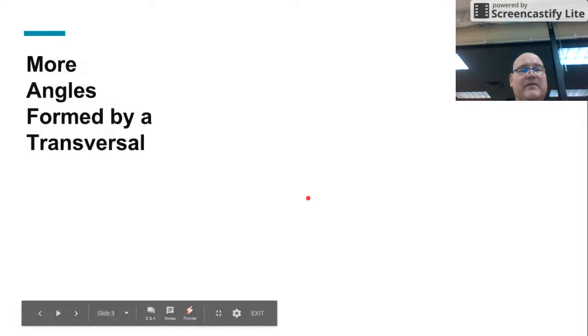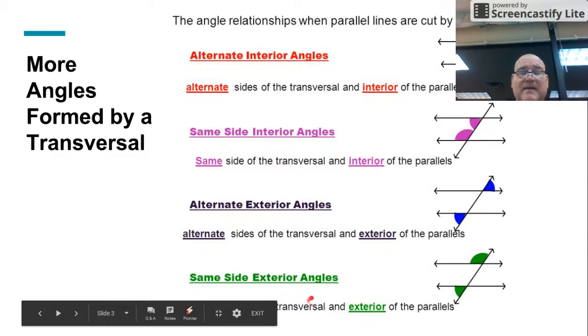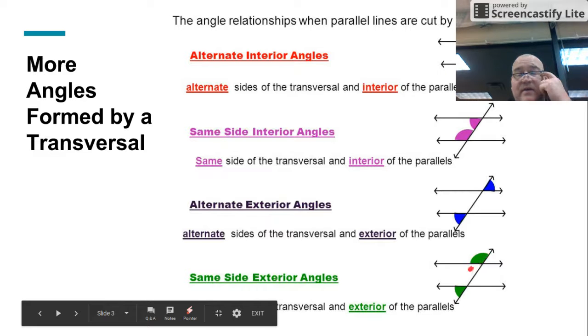The other angles we learned about yesterday, the alternate interior angles, are on alternate sides of the transversal and interior of the parallels, but they can't be adjacent. Same side interiors are on the same side of the transversal and interior of the parallels. Alternate exteriors, again, are on alternate sides of the transversal and outside of the lines. And the same side exteriors, which is new, which we didn't learn about yesterday, are on the same side of the transversal, outside of the parallels.